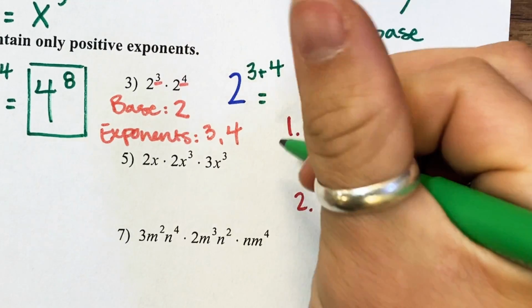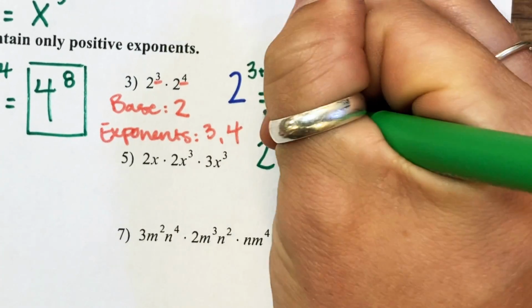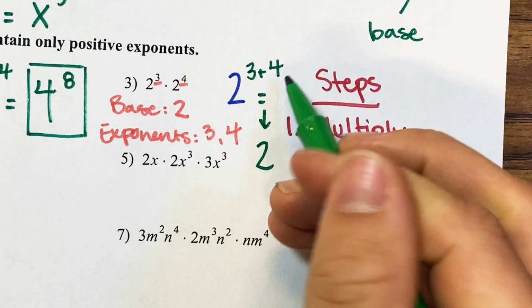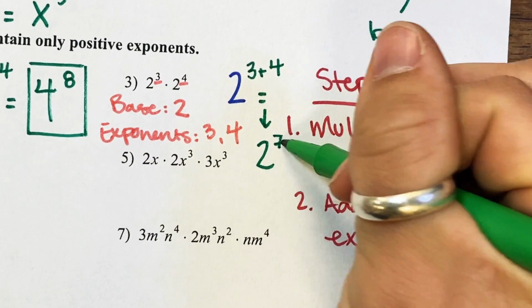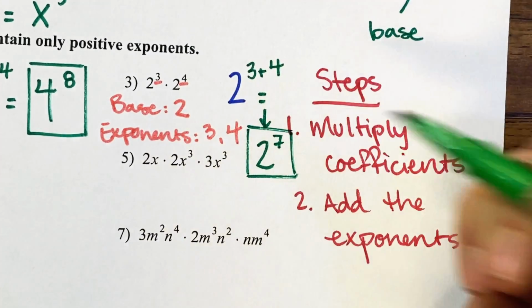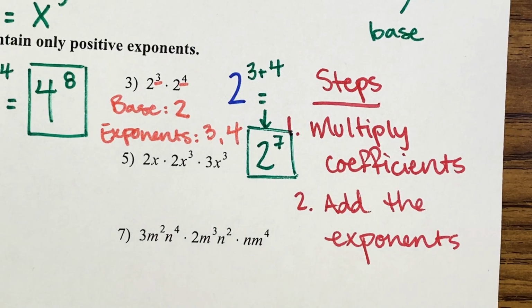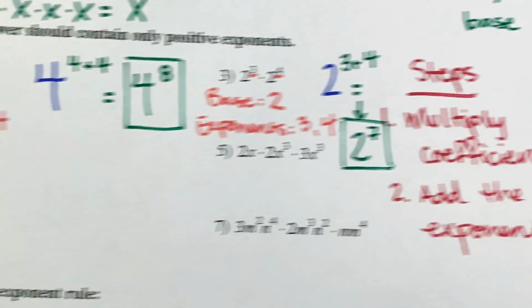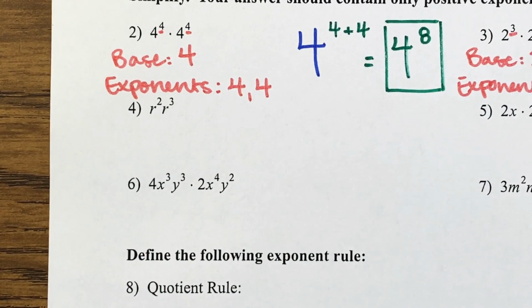Beautiful, we know our base is 2. I'm going to write it down here. 2 to the power of 7. 3 plus 4 equals 7. 2 to the power of 7. Nice job. Okay, let's look at number 4.